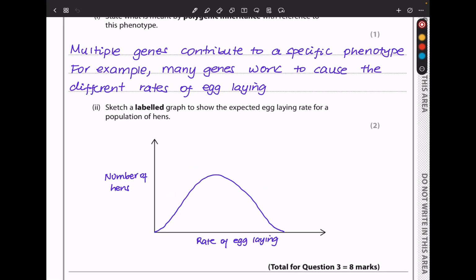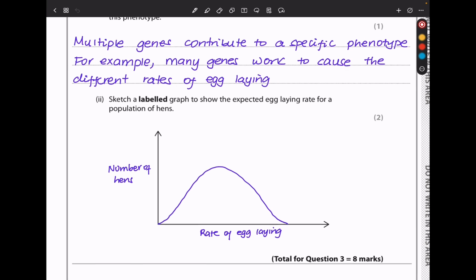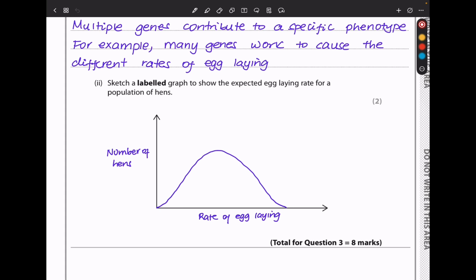Next, they say, sketch a leveled graph to show the expected egg laying rate for a population of hens. So because this shows continuous variation, we have to show a graph like that. But on the vertical axis, we have the number of hens, and then on the horizontal axis, we have the rates. So the rates are going to be different or varying, meaning they're going to be different number of hens hatching at different rates.